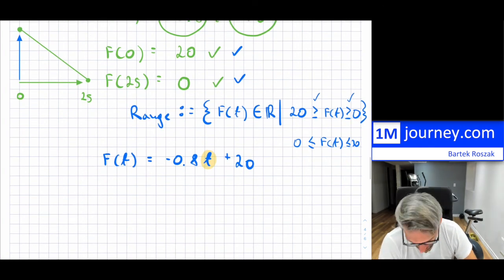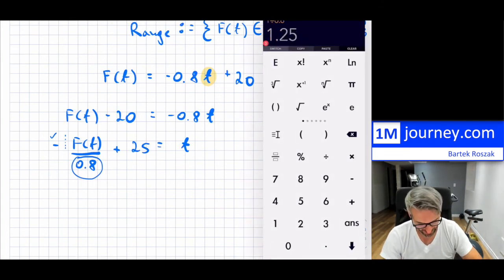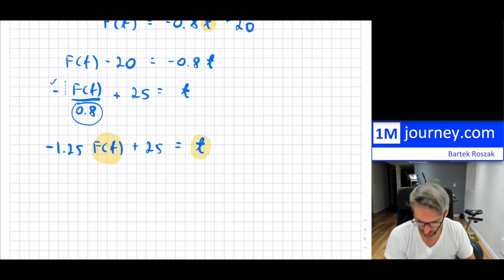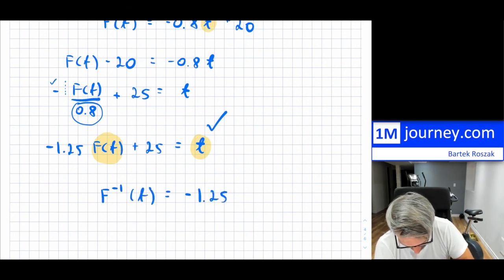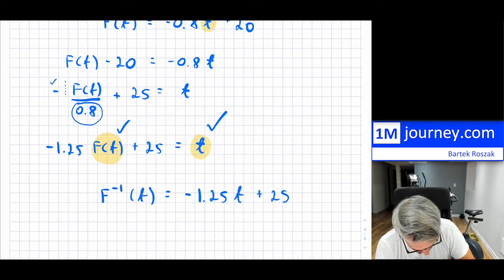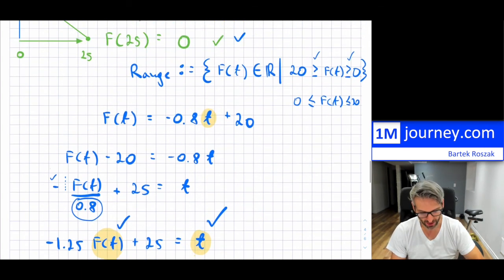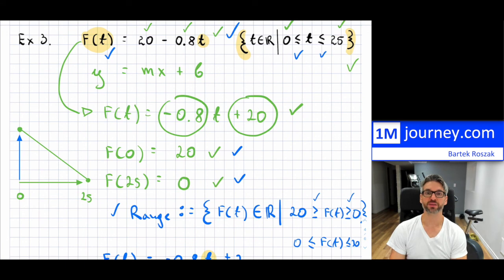And so here, and again, these have to be switched, right? So your inverse right there, you can write it as f inverse of t is equal to negative 1.25 times t plus 25. Now, of course, it's going to have a domain and a range as well. But we talked about this, that for linear ones, all you're doing is swapping these. So your domain from the original function is your range, and your range becomes your domain.